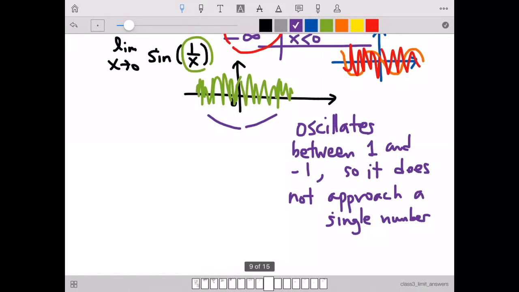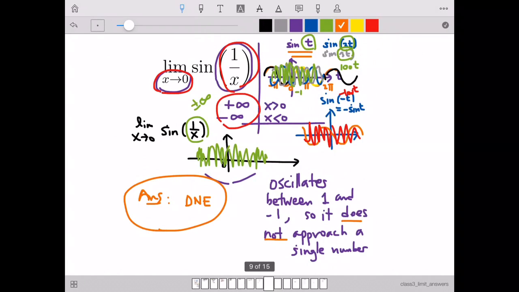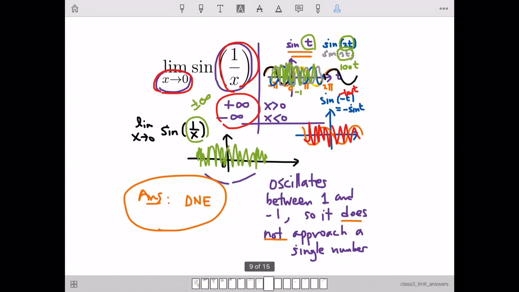So in such a case, we say the limit does not exist. It does not approach a single number. So the limit does not exist.